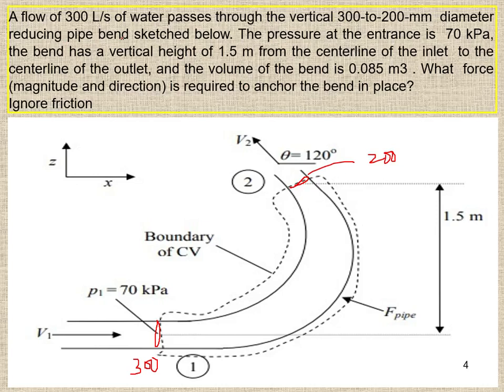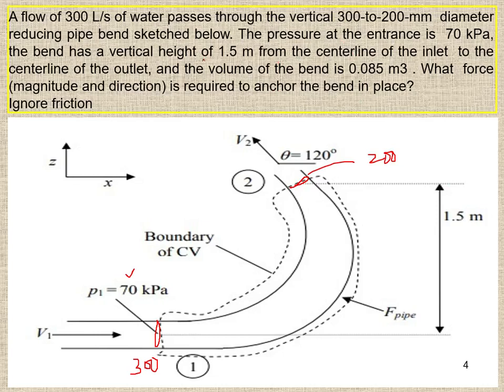The reducing pipe bend is sketched below. The pressure at the entrance is 70 kilopascal. The pressure is given at the entrance. The bend has a vertical height of 1.5 meter. That means the 300 and 200 pipe is not too big, but the radius is too big, to reduce the friction loss.